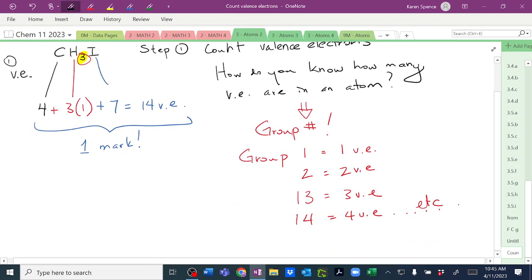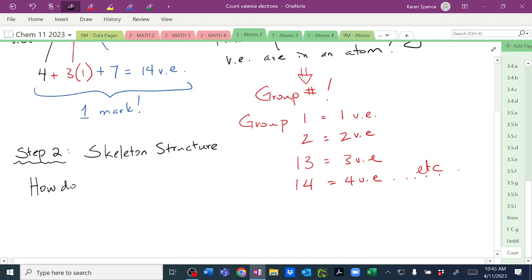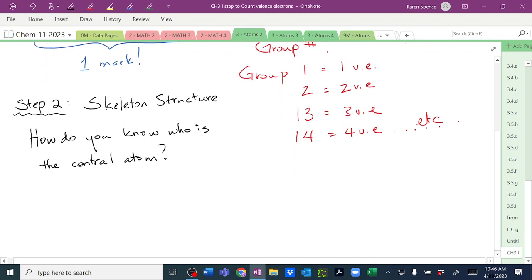Step 2. Tell your partner, what is step 2? Step 2 is the skeleton structure. And the key idea behind the skeleton structure is to figure out who is the central atom. Tell your partner, how do you know who is the central atom? How do we know who's the central atom? It is usually written first.